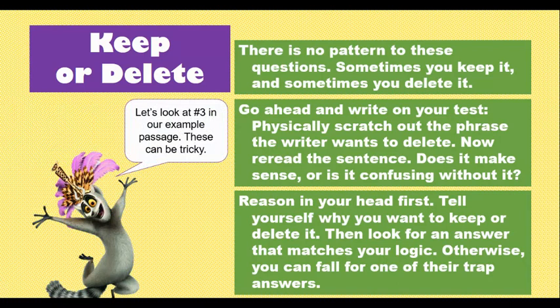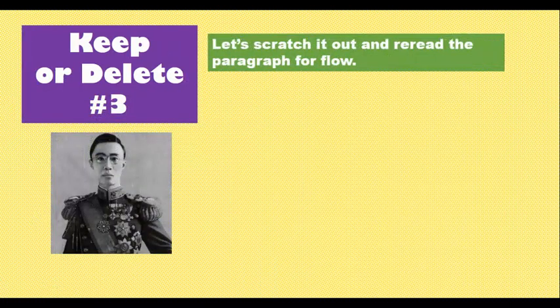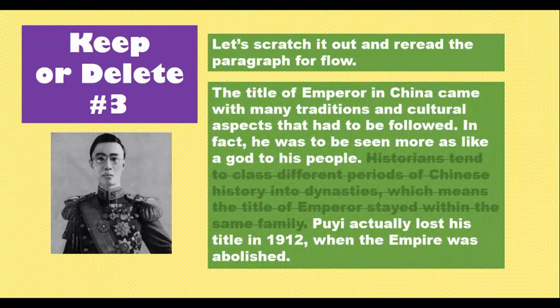All right, so let's take a look at number 3, the last one. For number 3, we're asked about cutting out part of this paragraph. So let's look at that paragraph and cut out the part they're asking about deleting. So now we're left with: the title of emperor in China came with many traditions and cultural aspects that had to be followed. In fact, he was to be seen more like a god to his people. Historians tend to class different periods of Chinese history into dynasties, which means the title of emperor stayed within the same family. Pu Yi actually lost his title in 1912 when the empire was abolished.